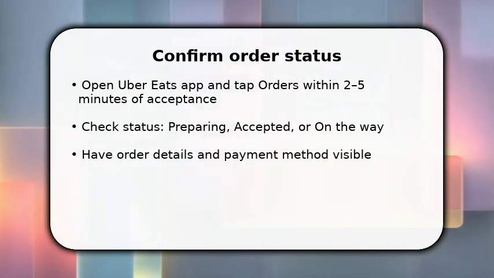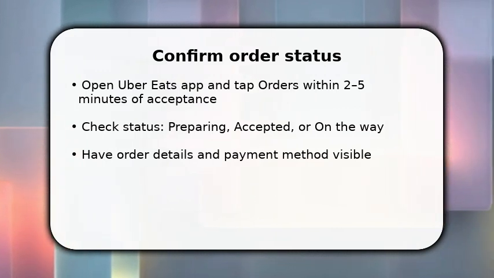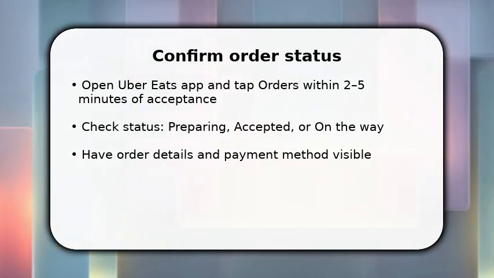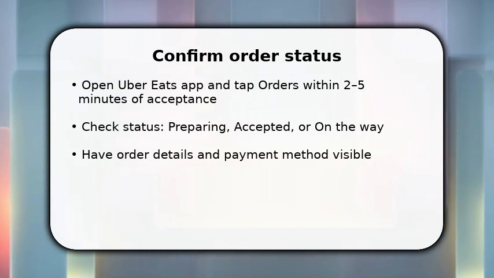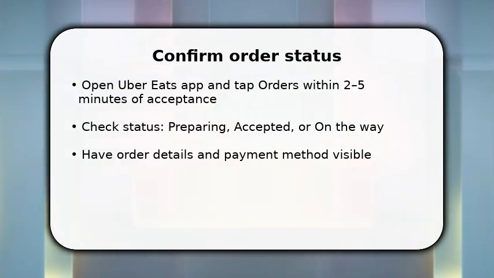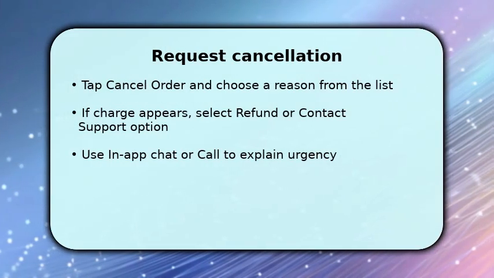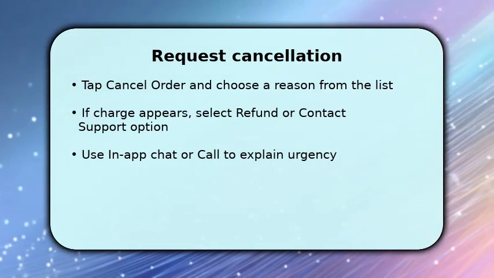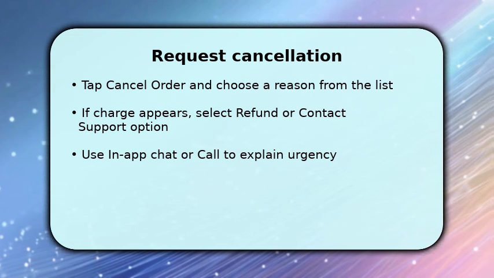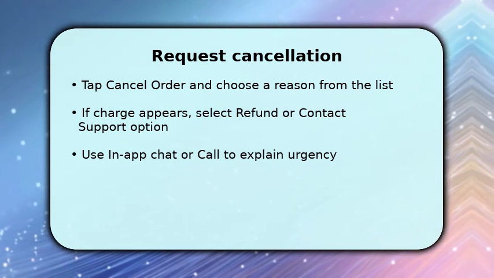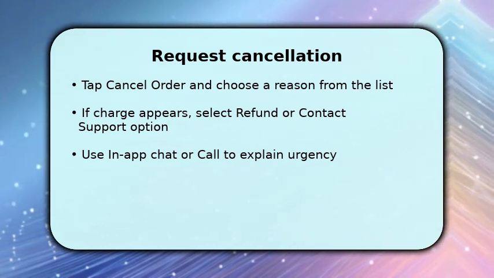Make sure your payment method and receipt are visible, because you'll use them for refund confirmation. Also note the restaurant's name and ETA so you can explain clearly when prompted. Once you're on the order screen, tap Cancel Order and pick the most accurate reason: wrong item, change of plans, or order mistake. The app shows whether a full refund is possible.